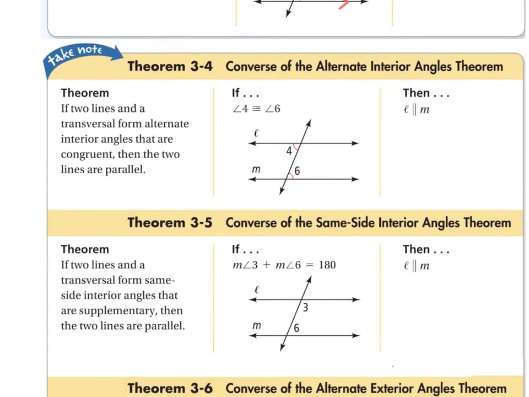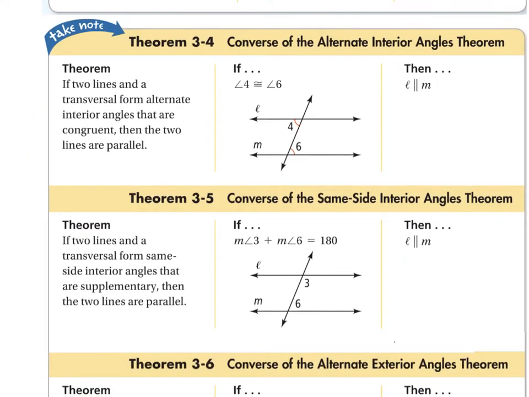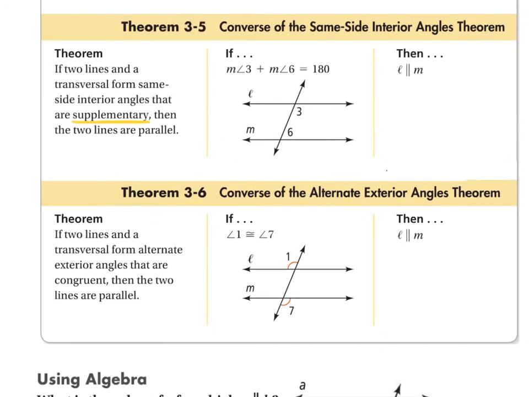The converse of the alternate interior angles theorem. Again, if our alternate interior angles are congruent, then our two lines must be parallel. And that's how all of these theorems then work. If same side interior angles are supplementary, please remember that's the oddball one. It's different than the rest. If same side interior angles are supplementary, then our lines are parallel. And lastly, if alternate exterior angles are congruent, then our two lines must be parallel.